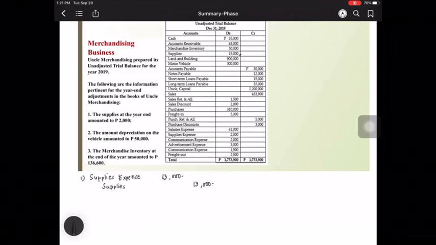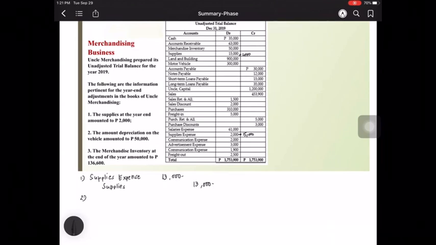So later on, this should become 2,000 pesos, and your supplies expense is going to be increased by 13,000. So later on, this should be equal to 15,000 pesos. That is 13,000 plus the 2,000 existing supplies expense. So that's for the first adjusting entry.